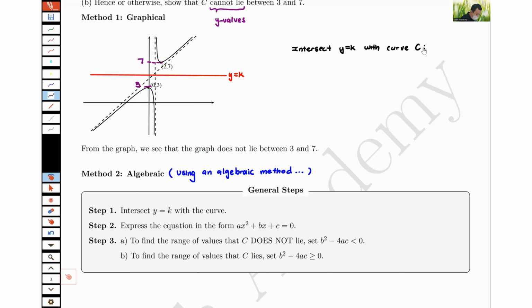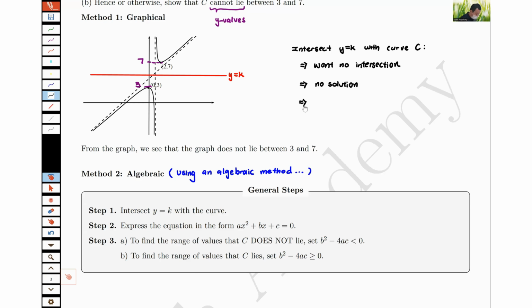So do you want any intersection? What does the question say? Give me the region where the y values, we don't want C to be there. C cannot lie in this range. So what you want here is no intersection. If you don't want any segment of the graph, it means that if you intersect with the horizontal line, there are no answers. So no intersection means no solution to your graph or no solutions to your equation.